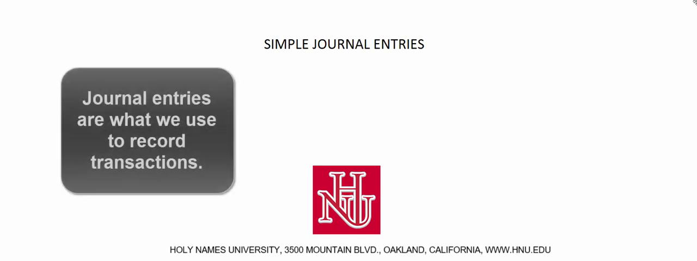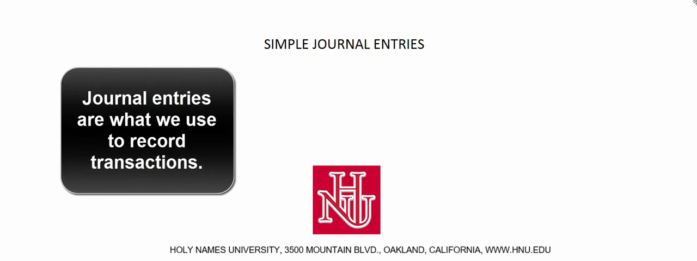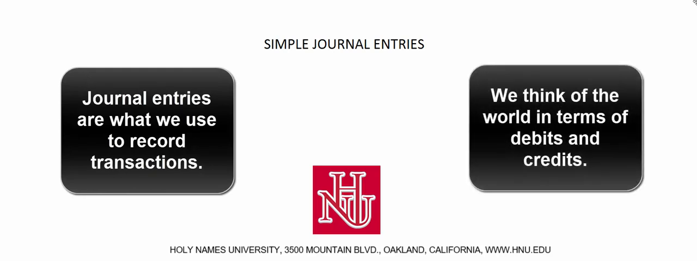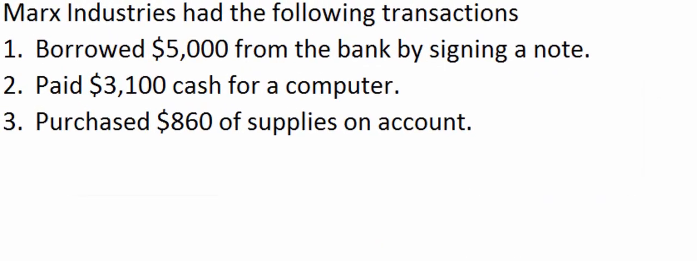Okay, here's the deal, here's what's happening. Journal entries are what we use as accountants to record transactions, and we think of the world in terms of debits and credits. So before we go any further, let's do three simple journal entries together to make sure that we have a good handle on how to record transactions.